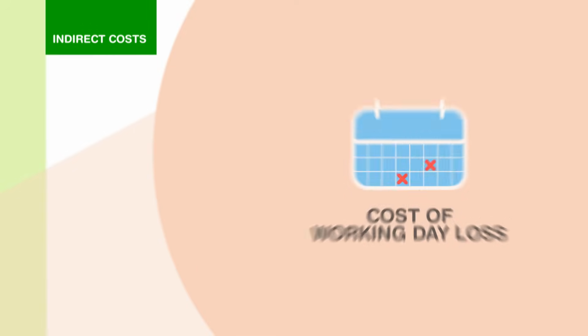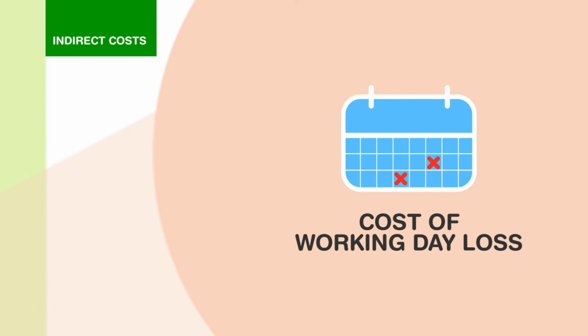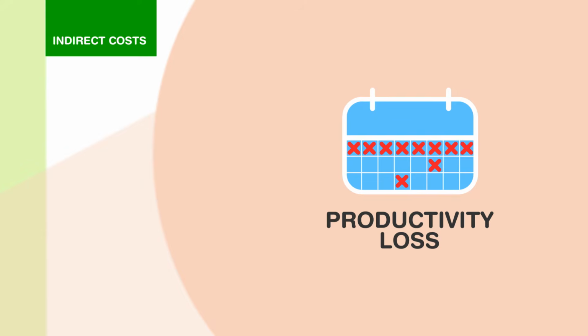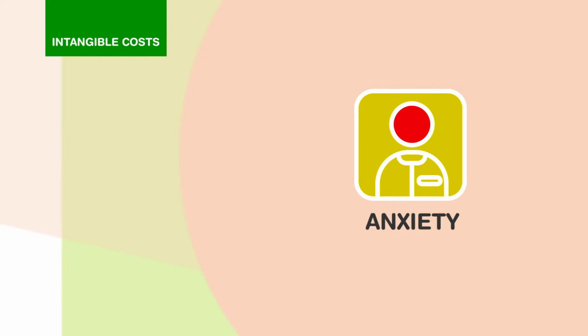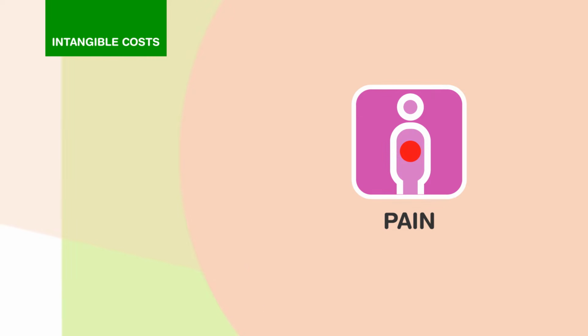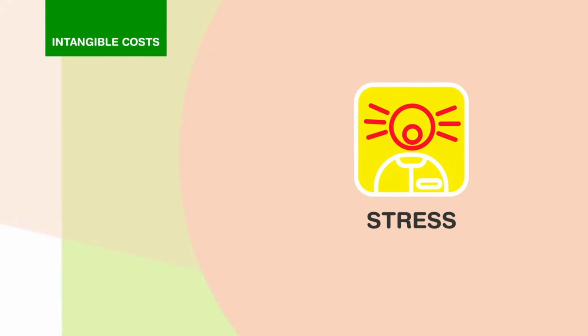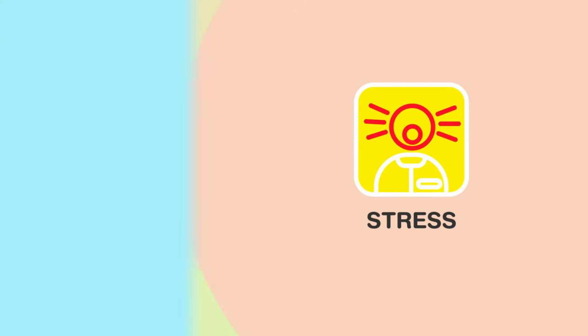Indirect costs refer to costs borne by society expressed in terms of productivity loss due to the health condition or related mortality. Finally, intangible costs are difficult to be quantified in monetary terms, as they are related to pain and suffering associated with the psychological consequences of the health condition.